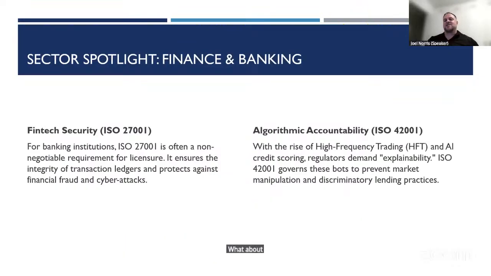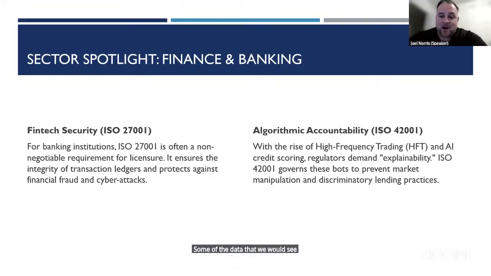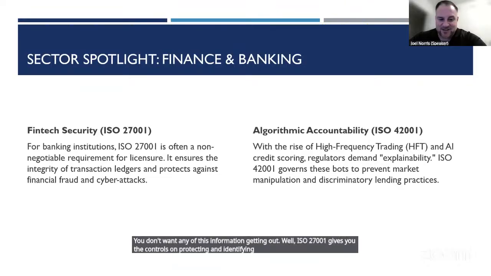What about in finance and banking, right? In finance and banking, a good case study can be, like, for the 27001, right? You want to make sure that data is protected. Now, I worked at Six Group for a while. Some of the data that we would see, for example, payment cards, right? So PCI DSS and stuff. You don't want any of this information getting out. Well, ISO 27001 gives you the controls on protecting and identifying it, cyber attacks and all this kind of stuff.